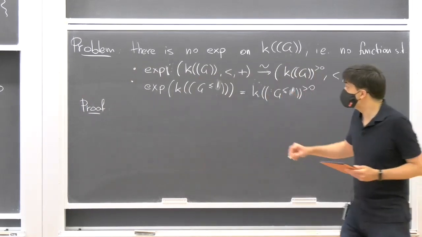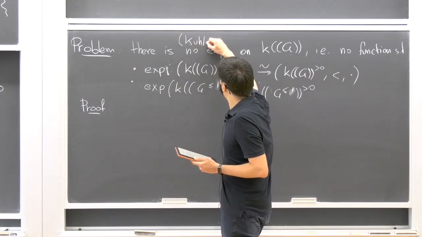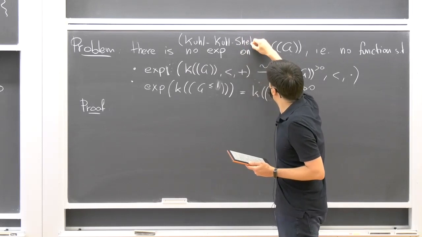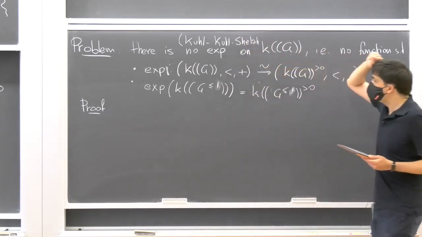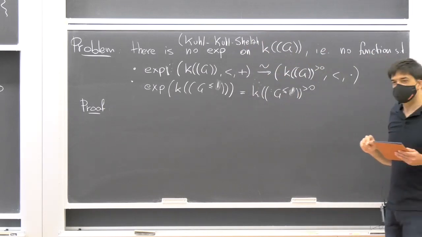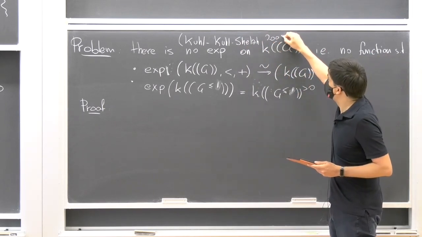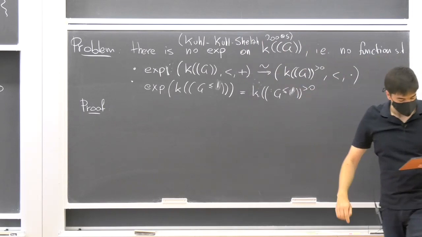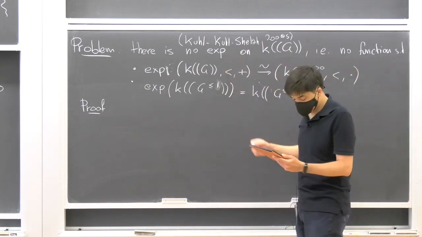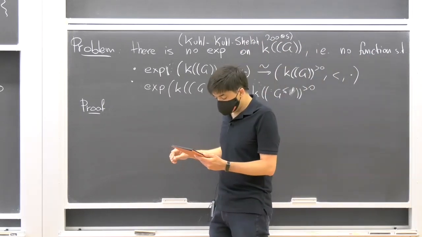So let me remind you, this is the Kuhlmann-Kuhlmann-Shelah result, 2008. Somewhere in the 2000s, let me be vague. I think this is now common knowledge, it's well known. Okay, so how do I do the proof?